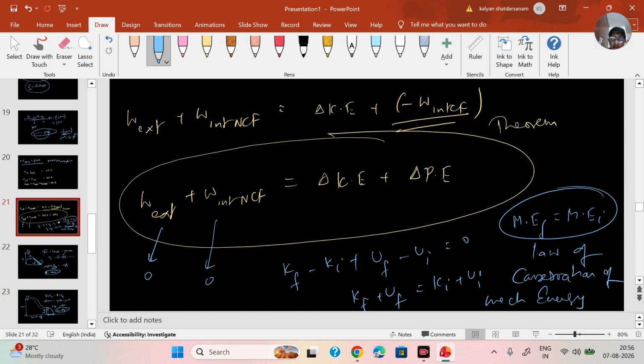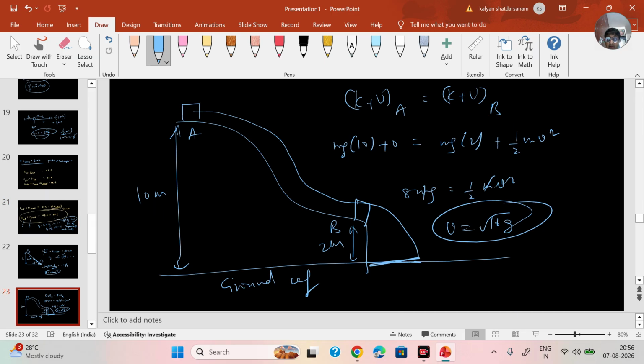So go back. If work done by external forces is zero and by internal non-conservative forces is zero, it goes into mechanical energy conservation. So mechanical energy is conserved. Potential plus kinetic, initial and final, should be the same. Initially the block was at 10 meters height. Potential is mg10. Kinetic is 0 because it is starting from rest.